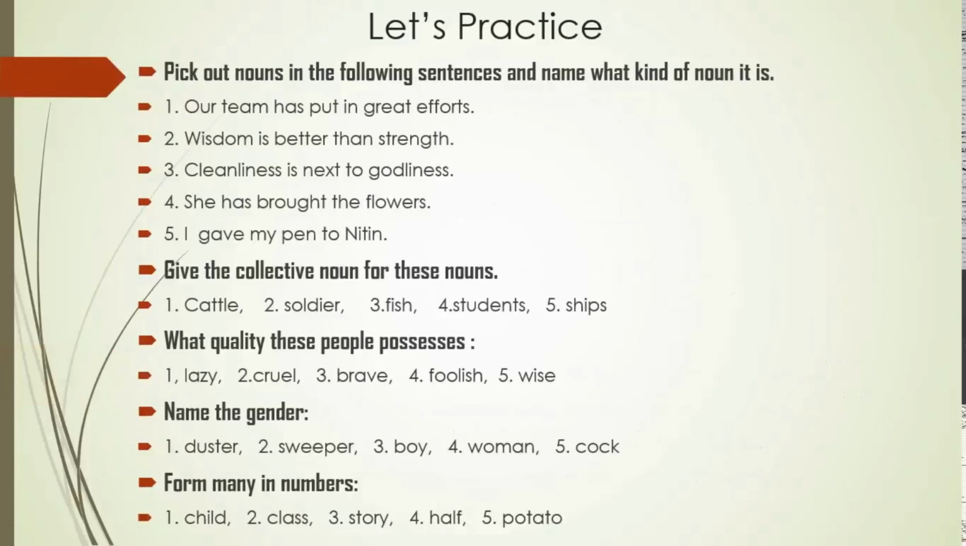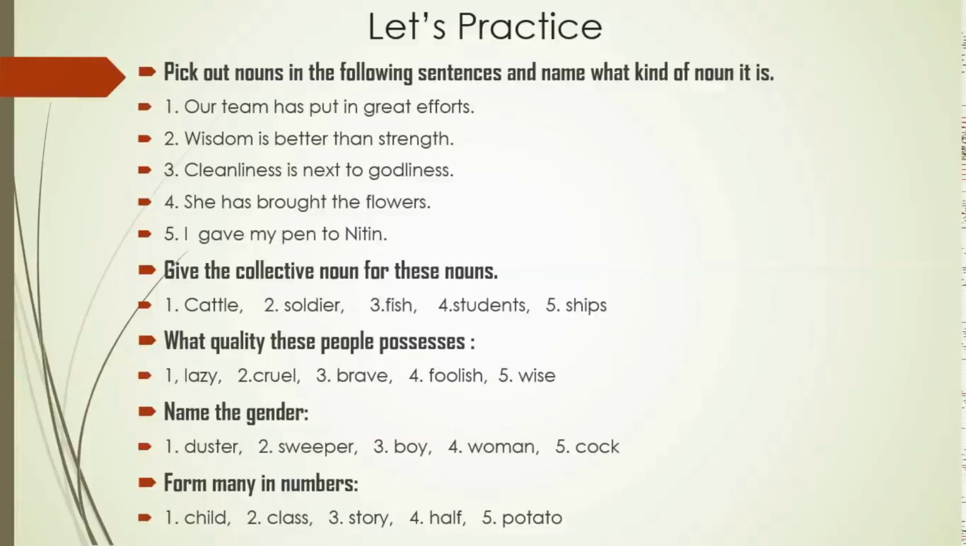Now let's practice. Pick out nouns in the following sentences and name what kind of noun it is. A team has put in great efforts. Wisdom is better than strength. Cleanliness is next to godliness. She has brought the flowers. I gave my pen to Nitin.